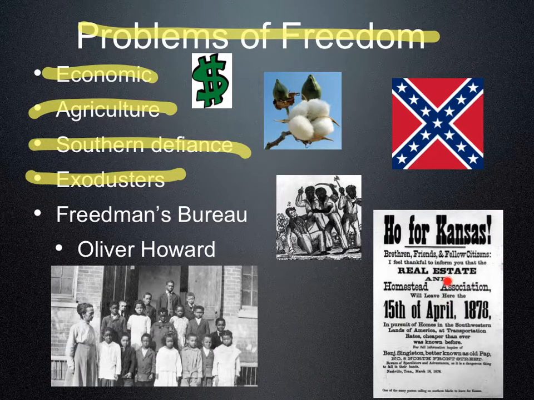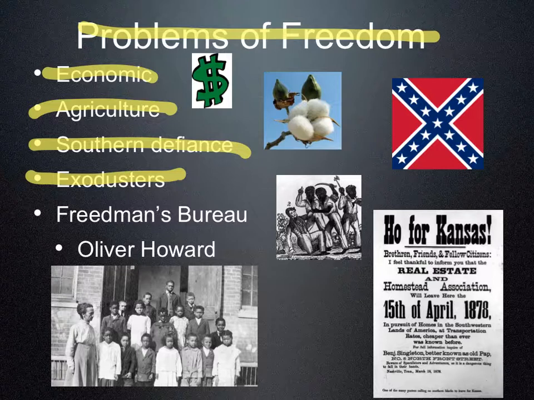And here you see the sign, "Ho for Kansas," right? Brethren, friends, and fellow citizens. Real estate and the Homestead Association will leave here to pursue homes in the southwestern lands of America. Blah, blah, blah. So these are freedmen, ex-slaves, who head west to Kansas to start over. Because in the West, it didn't matter if you were black or white or whatever, as long as you weren't Native American. But a black man could get a new start in Kansas. About 25,000 black Southerners, 25,000, head west to start over, looking for their new start.